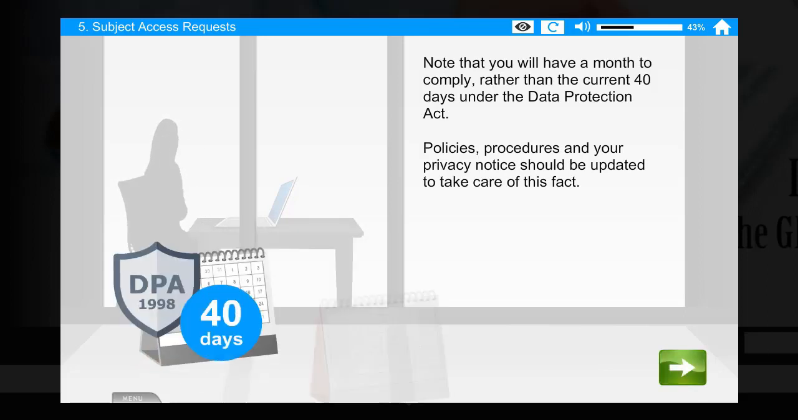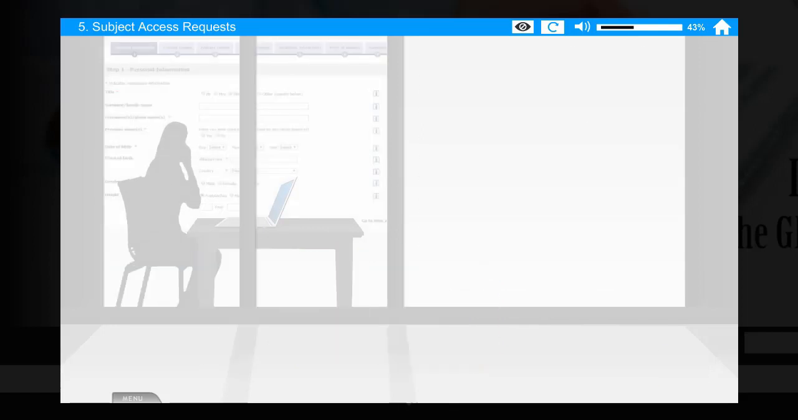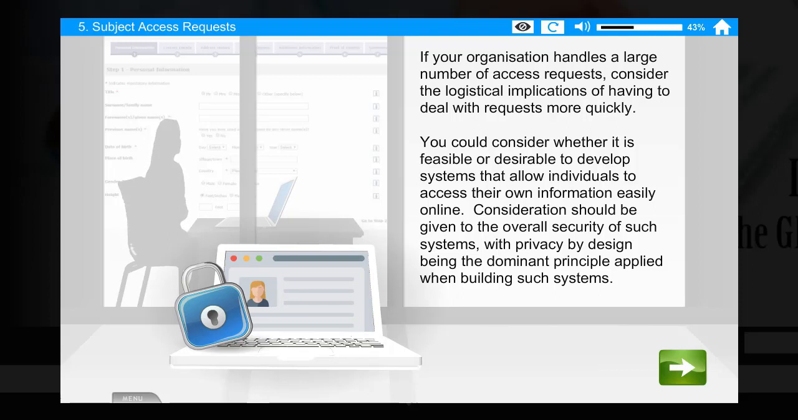Note that you'll have a month to comply rather than the current 40 days under the Data Protection Act. Policies, procedures and your privacy notice should be updated to take care of this fact. If your organisation handles a large number of access requests, consider the logistical implications of having to deal with requests more quickly. You could consider whether it is feasible or desirable to develop systems that allow individuals to access their own information easily online. Consideration should be given to the overall security of such systems, with privacy by design being the dominant principle applied when building such systems.